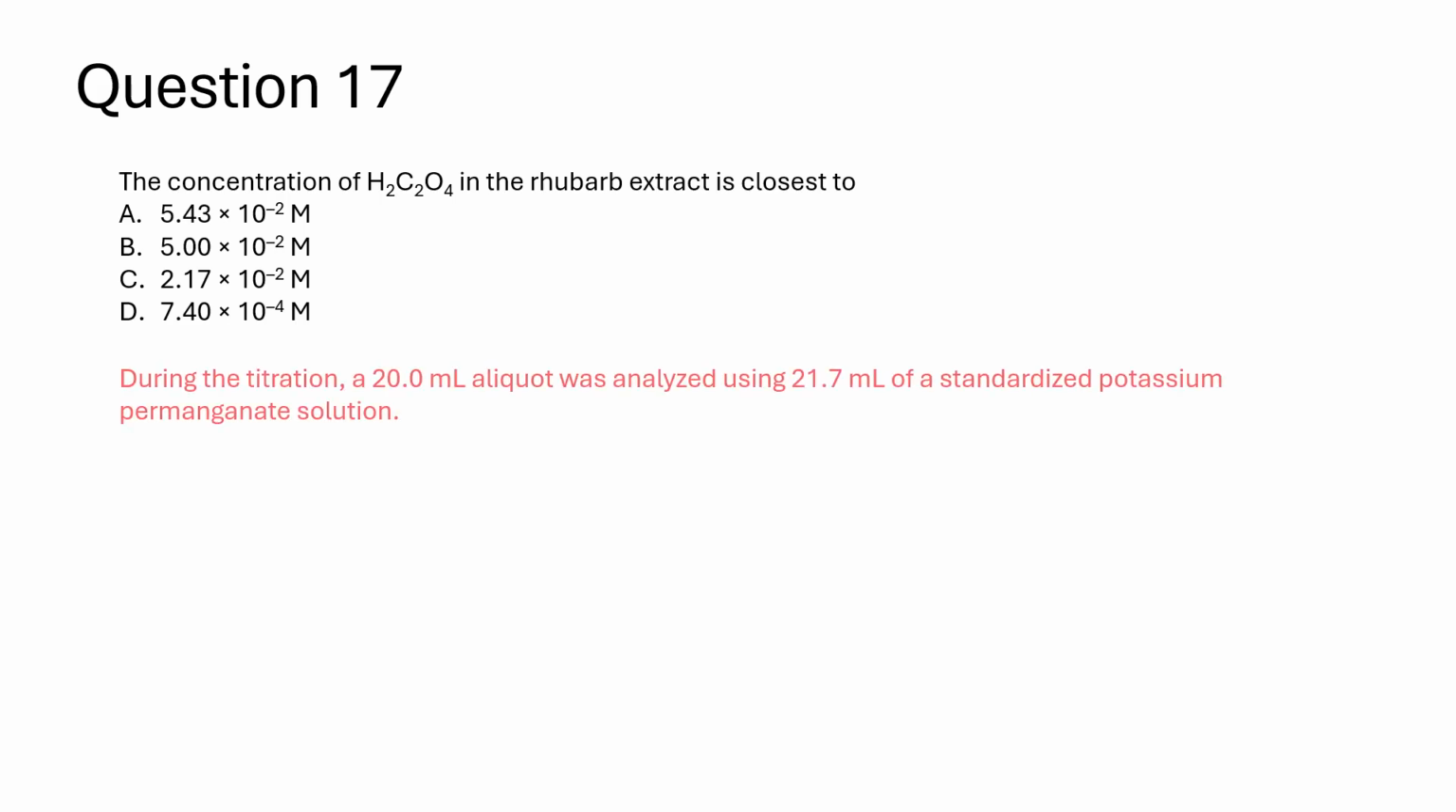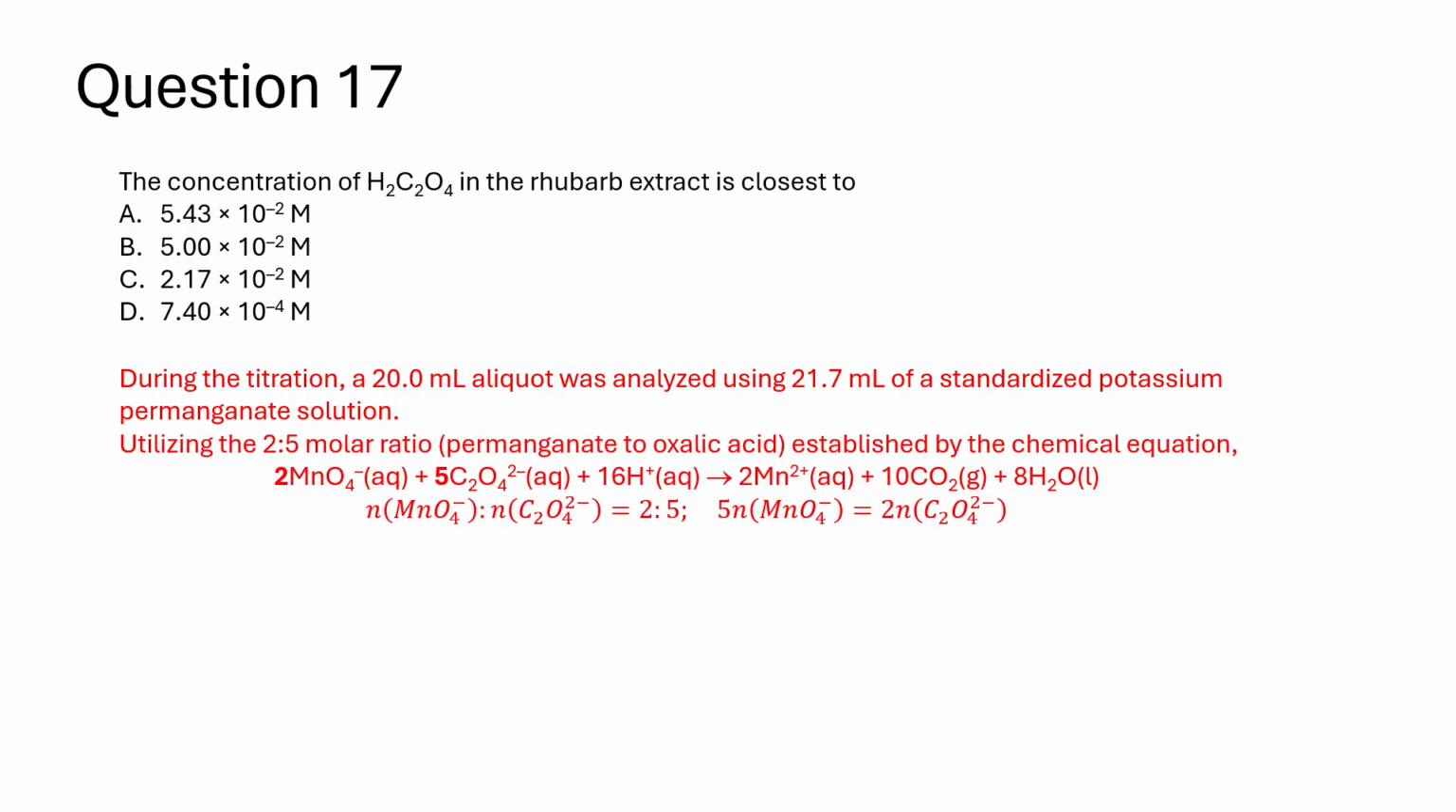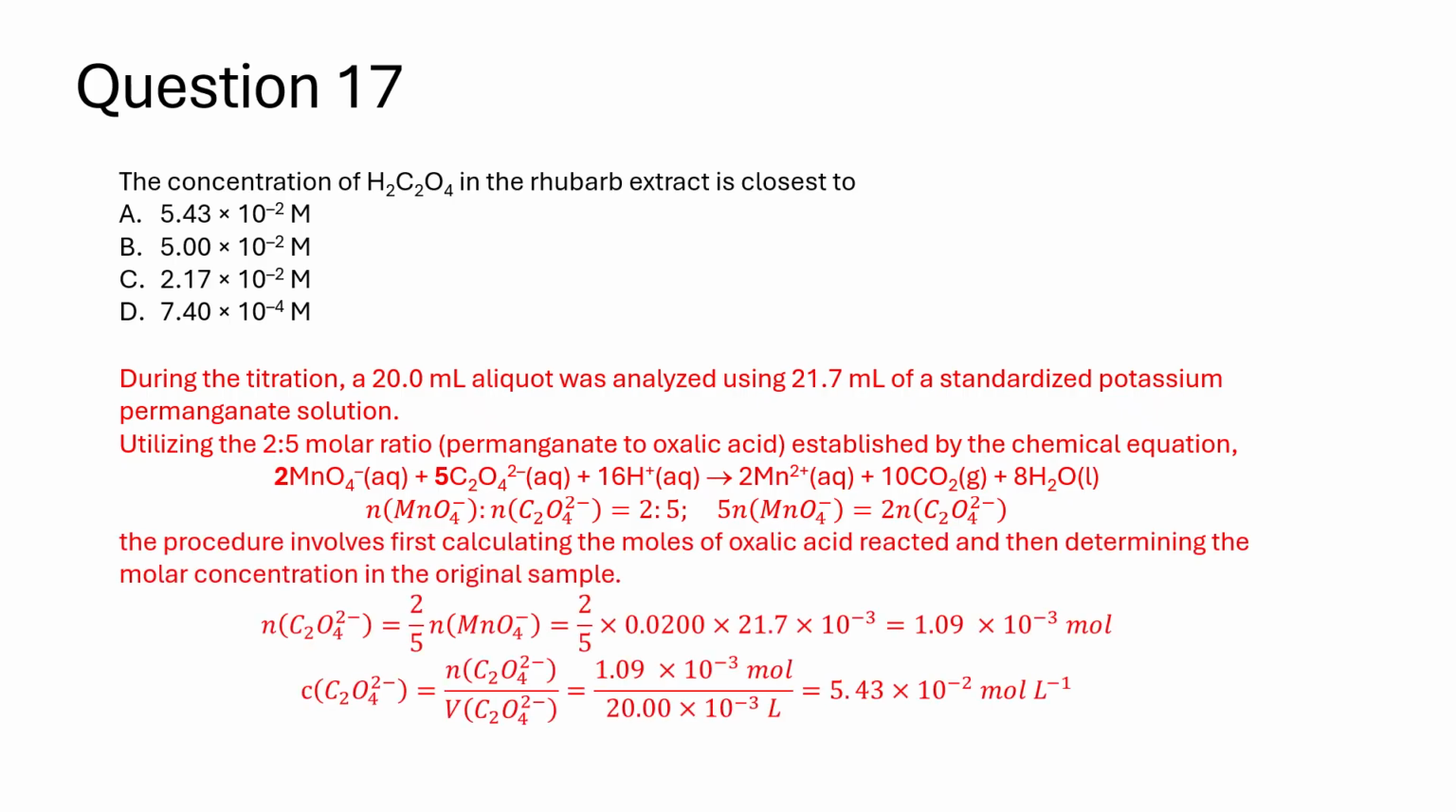During the titration, a 20.0 milliliter aliquot was analyzed using 21.7 milliliters of a standardized potassium permanganate solution. Utilizing the 2 to 5 molar ratio, permanganate to oxalic acid, established by the chemical equation, the procedure involves first calculating the moles of oxalic acid reacted and then determining the molar concentration in the original sample.